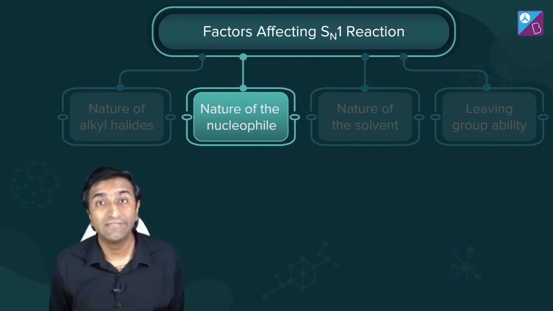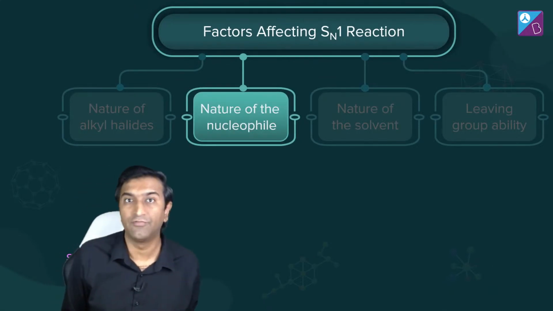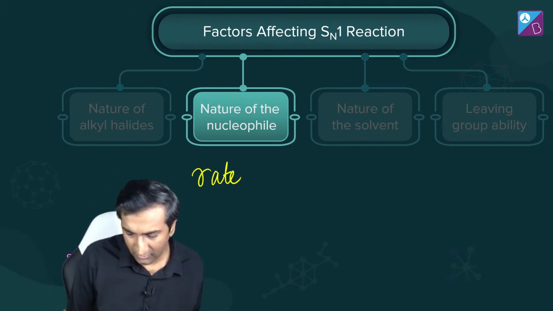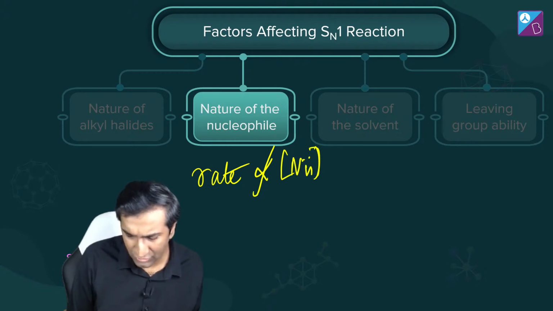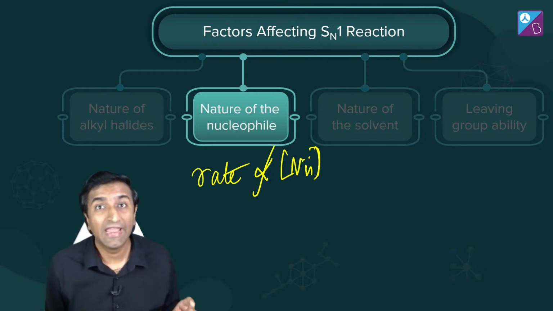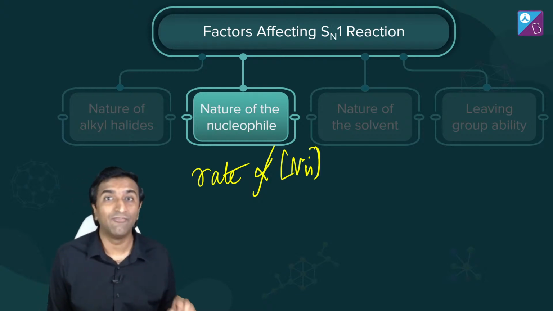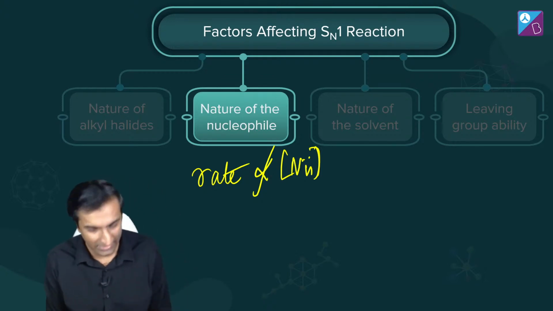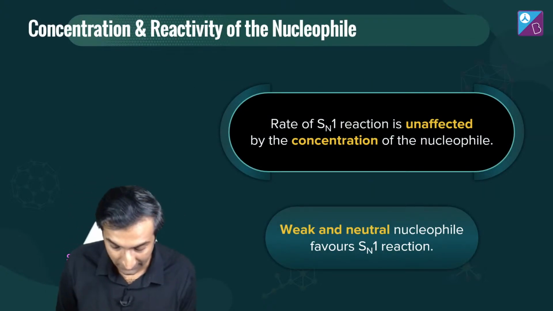Next one. What is the nature of the nucleophile? Now I had said that the rate does not depend on the concentration of the nucleophile. It does not depend on concentration. But the type of nucleophile decides whether an SN2 or an SN1 reaction will happen. Yeah, that's important. Absolutely right, Mayuk, Afreen and Madhubala. The last answer was option B.